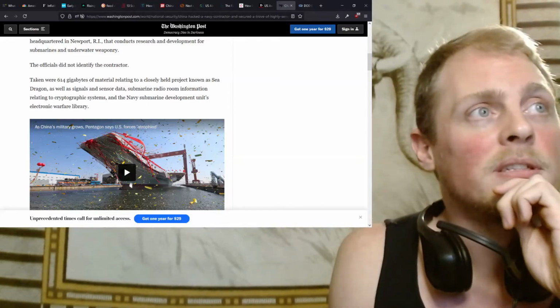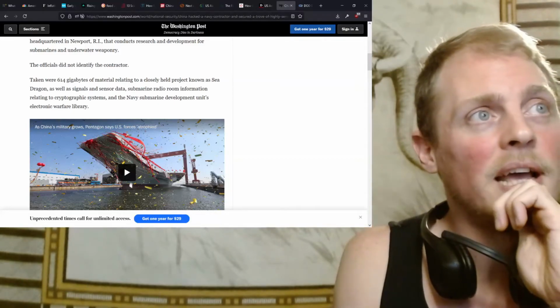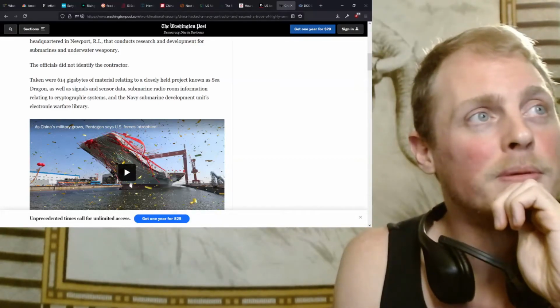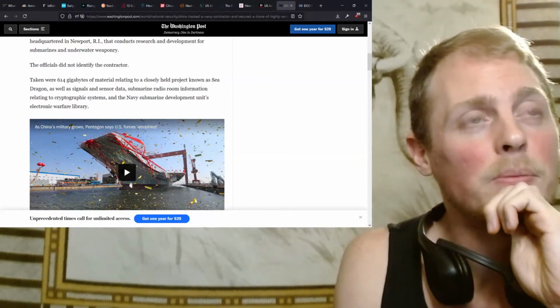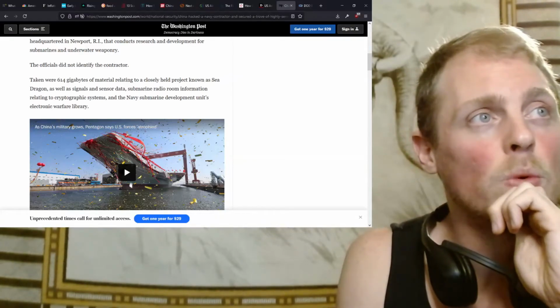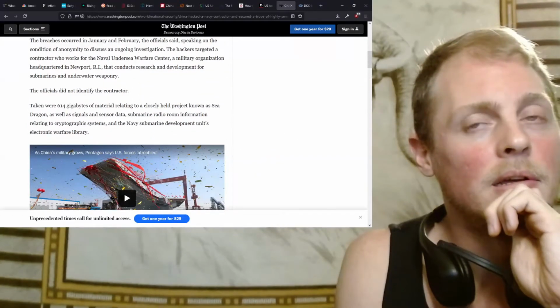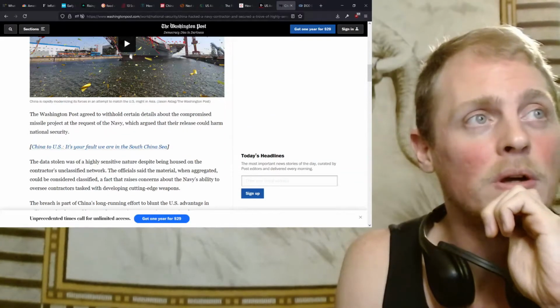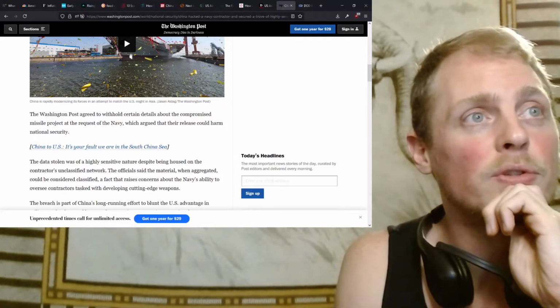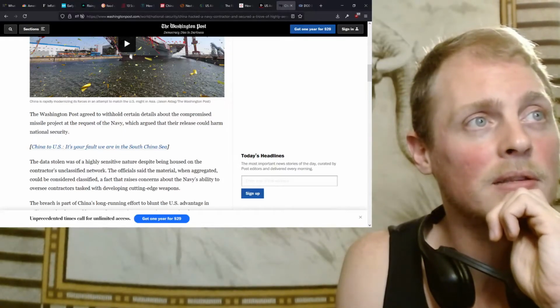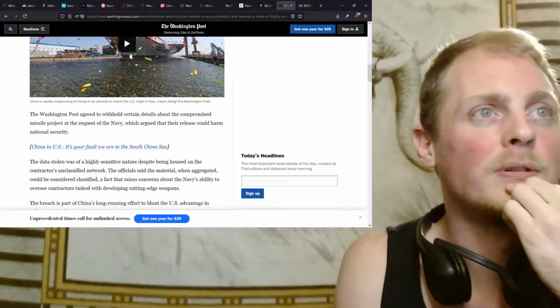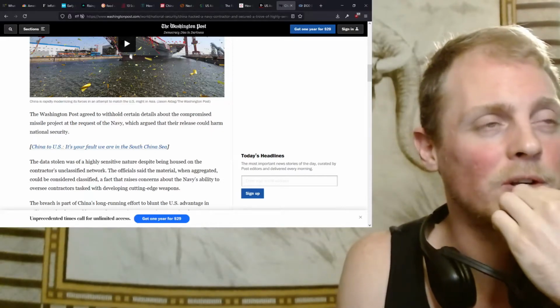Closely held project known as Sea Dragon, as well as signals and sensor data, submarine radio room information relating to cryptographic systems, and the Navy Submarine Development Unit's Electronic Warfare Library. That's not good. The Washington Post agreed to withhold certain details about the compromised missile product at the request of the Navy, which argued that their release could harm national security.